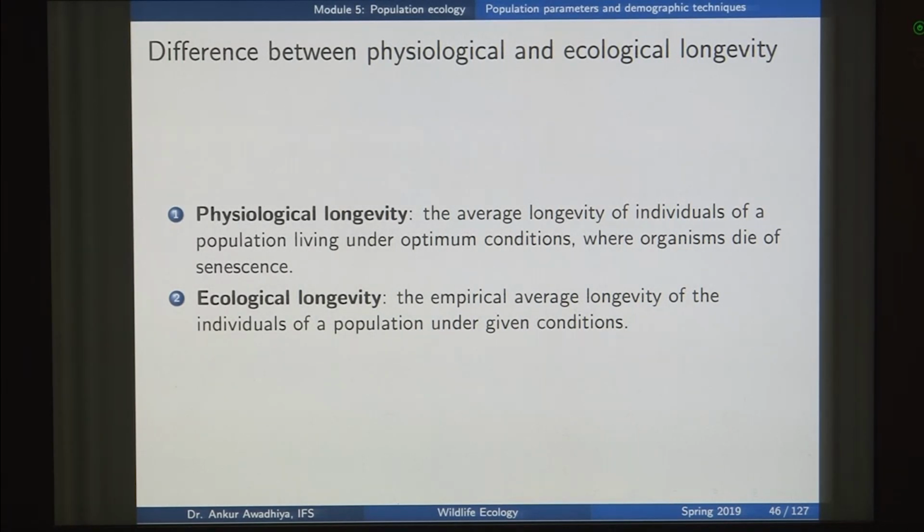But in the case of our ecological systems, we are more interested in ecological longevity, because when an animal becomes old, it might be preferentially preyed upon. So, it gets eaten up by the predator. So, what is the empirical average longevity of individuals of a population under given conditions, under the conditions of diseases, under the conditions of predators and so on.